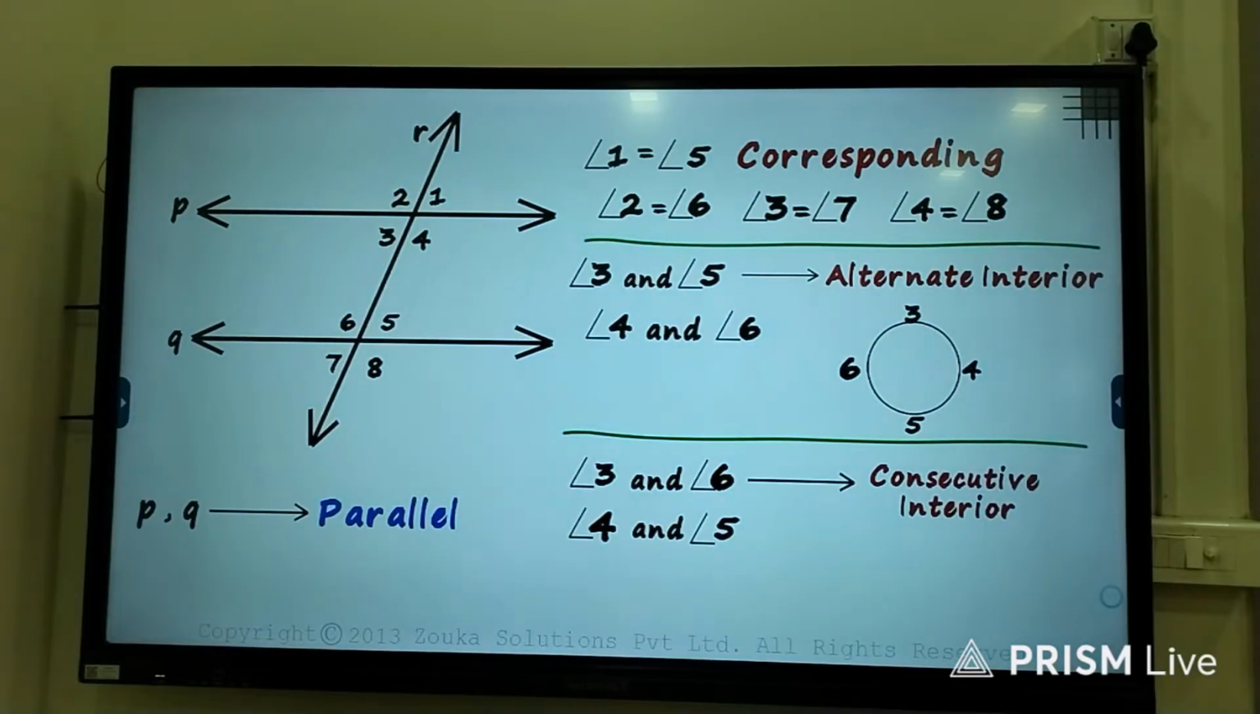Remember, there are two types of interior angles, alternate and consecutive. For alternate, we skip one and move to the next. For consecutive, we take the one that's immediately next to it.